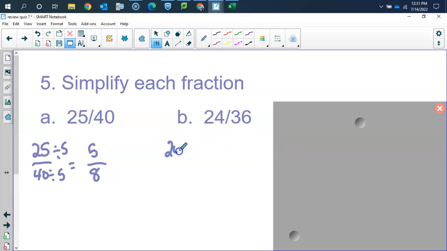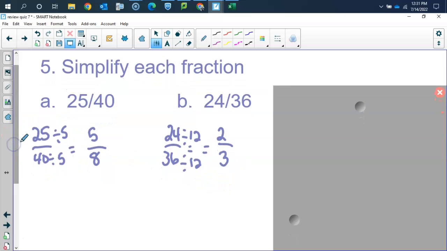Simplify 24 over 36. Go. Well, I recognize that I can divide these both by 12. 24 divided by 12 is 2. 36 divided by 12 is 3. So 2/3 is completely simplified because the only number that divides into 2 and 3 is 1.